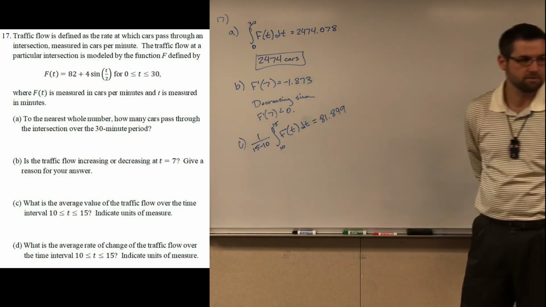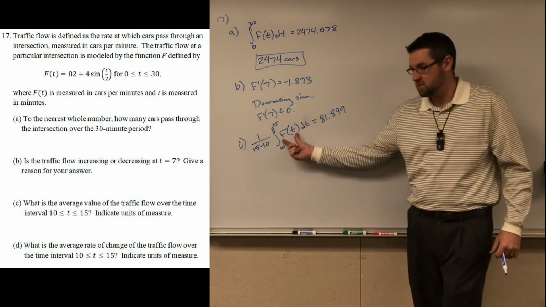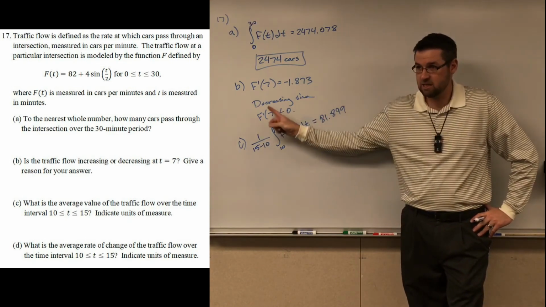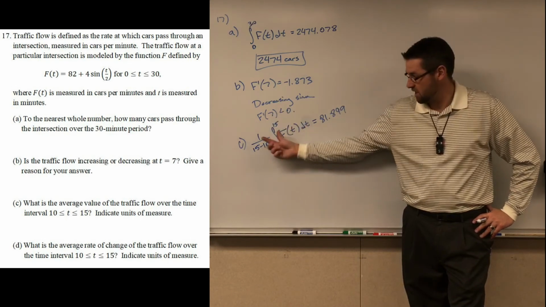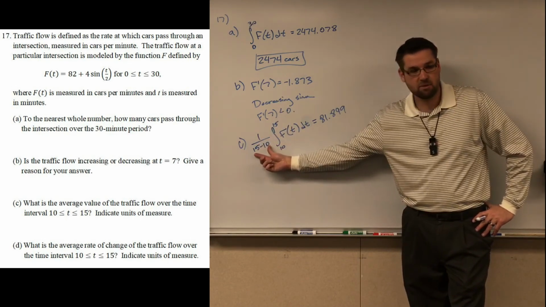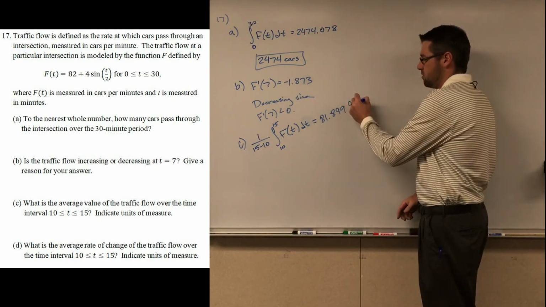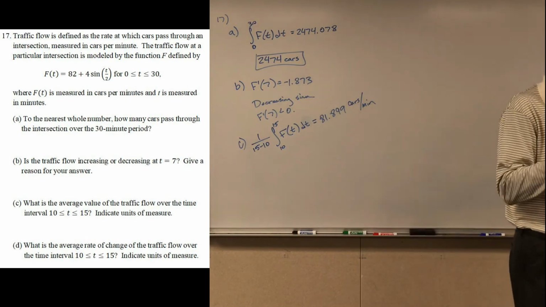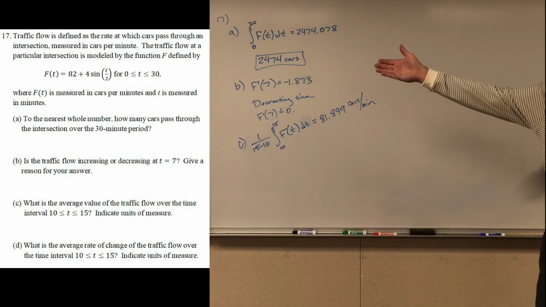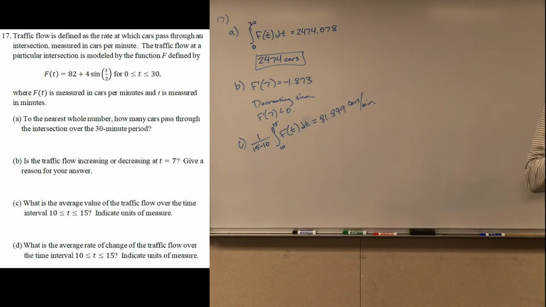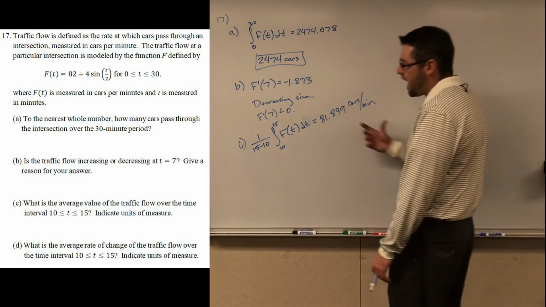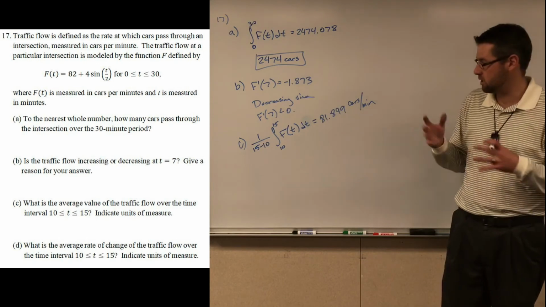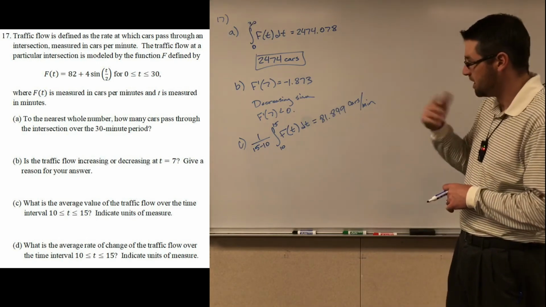what's the units on this? This is a good one. F of t is what? Cars per minute. We had this on a quiz. Cars per minute. When I take the integral, what do I get? Cars. And when I divide it by time, cars per minute. So this is the average traffic flow. What's the units on traffic flow? Cars per minute. So on average, over this time interval from 10 to 15, there's 82 cars-ish that pass through the intersection, okay, per minute.